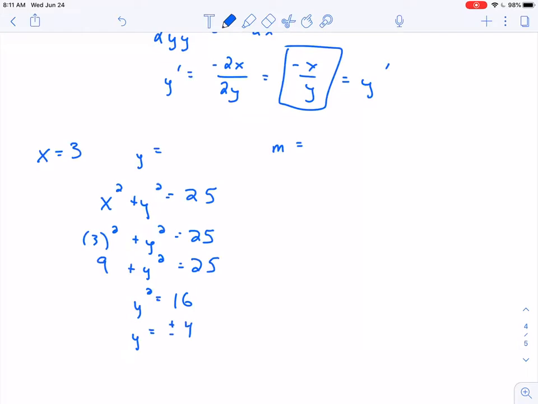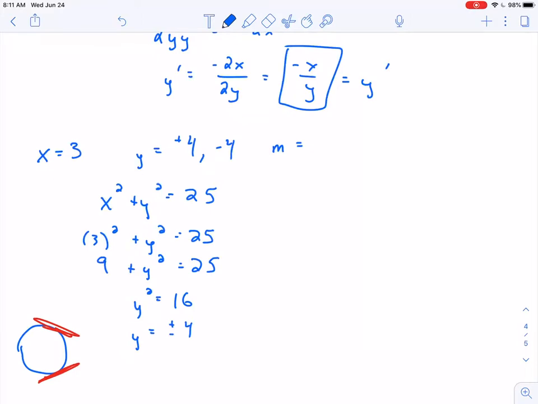So here's where I have this interesting case where I actually have two different y values. We said that was probably going to be the case. We said earlier if you were to sketch this, you would end up with the graph of a circle and that we would have a tangent line, say right here and right here. So I actually have two different y values. I've got positive 4 and I've got negative 4. Which means I'm going to end up with two different slopes.